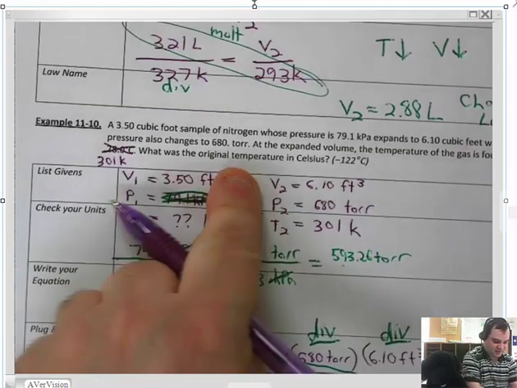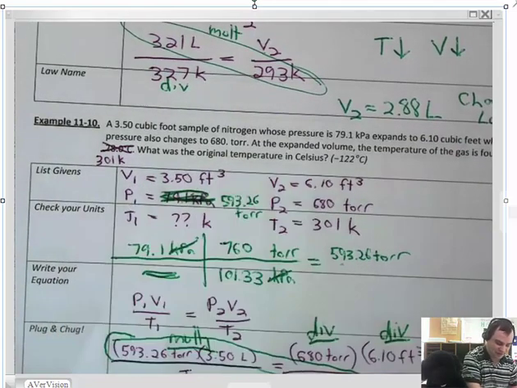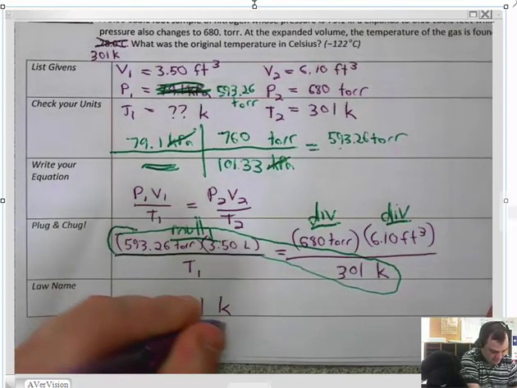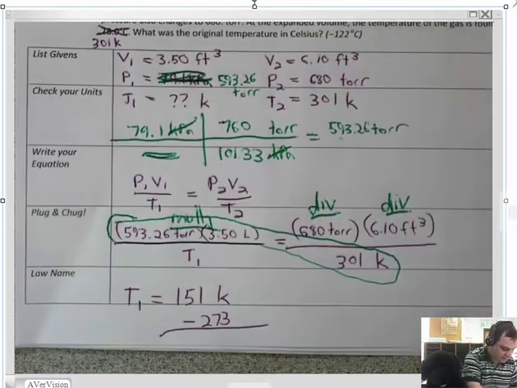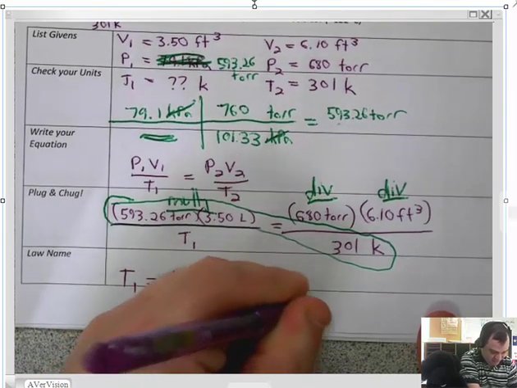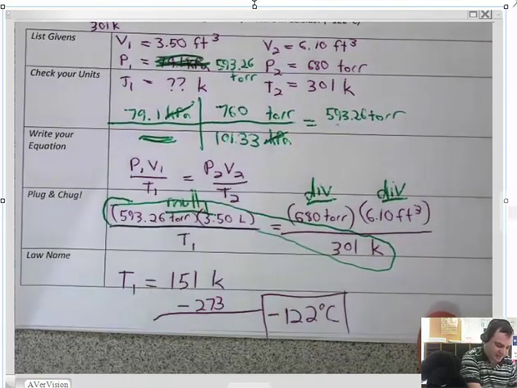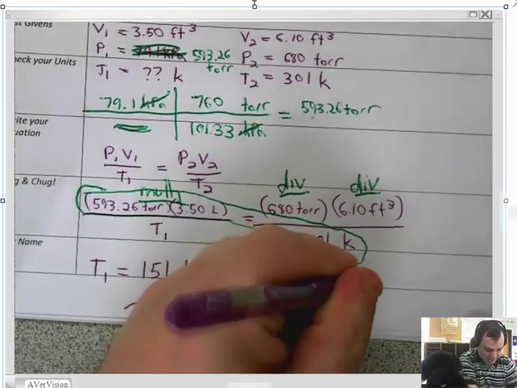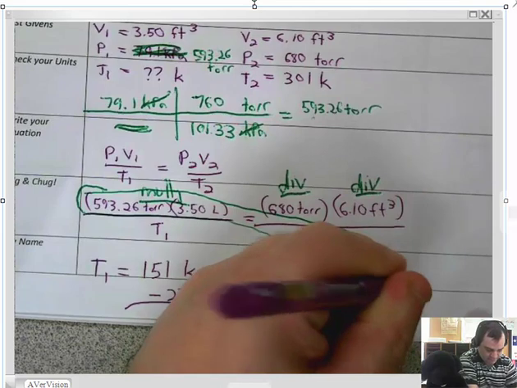The question says, what's the original temperature in Celsius? Oh, jeez. So then you have to subtract 273. And once you subtract 273, you get negative 122 degrees Celsius. That's the correct answer. And this would be the combined gas law.